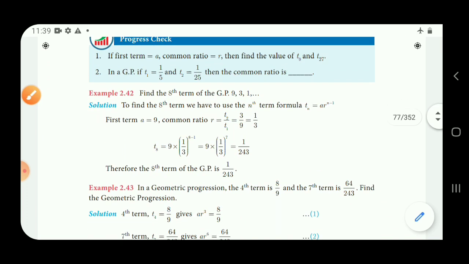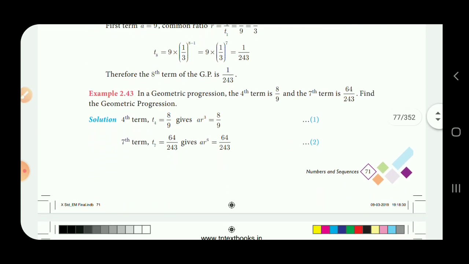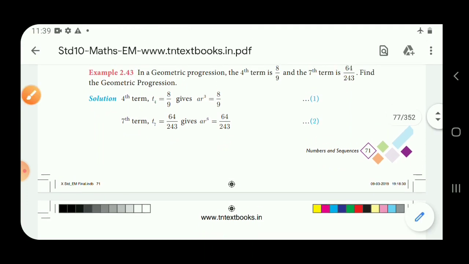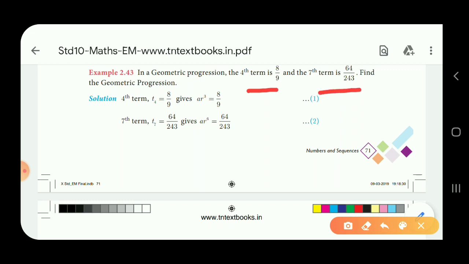Now we can see the next example, 2.43. Check this one. In a geometric progression, the fourth term is 8 by 9 and the seventh term is 64 by 243. Find the geometric progression. Solution: the fourth term means, as I already informed, Tn, so T4 is 8 by 9.